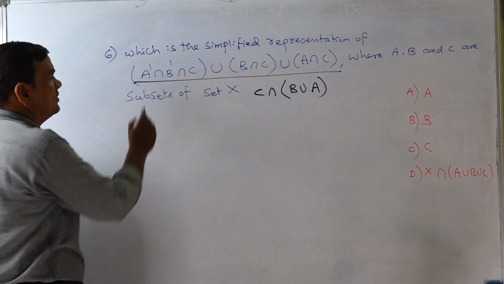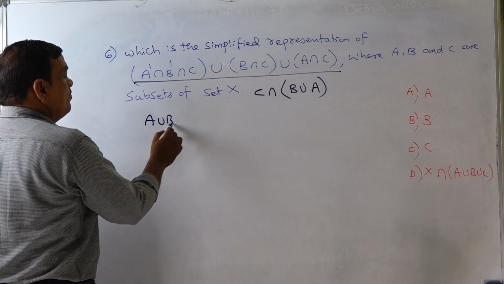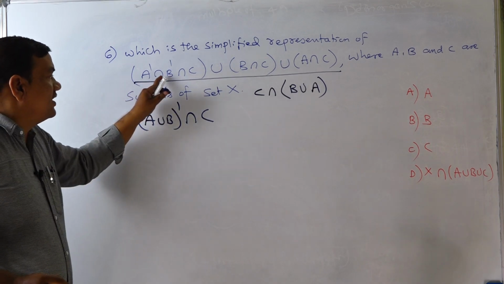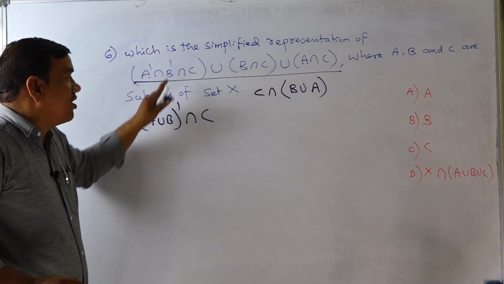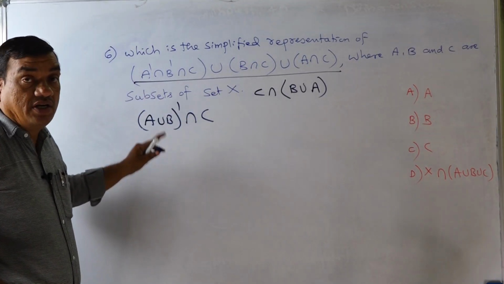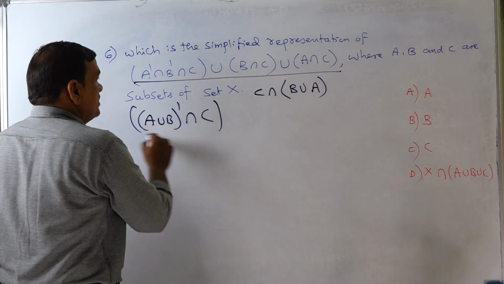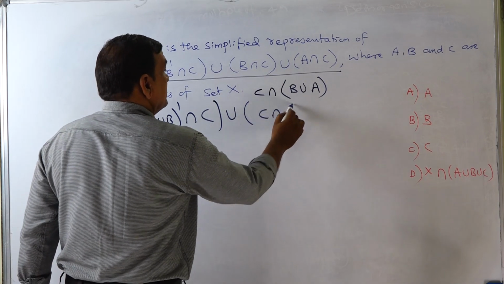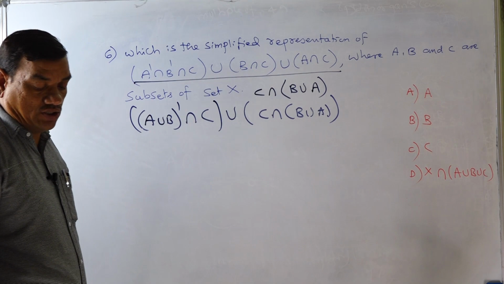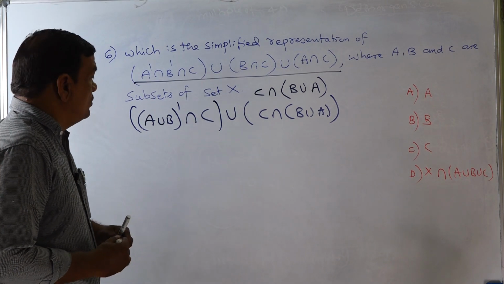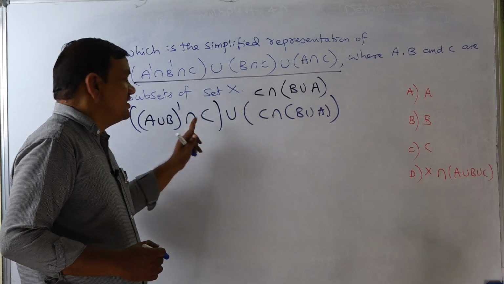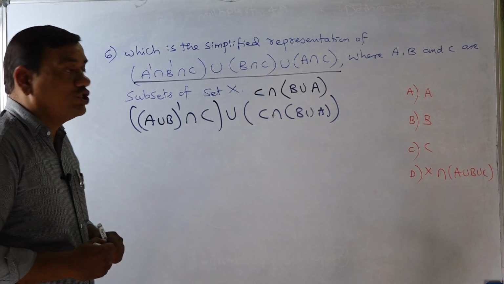Here you observe, A union B whole complement intersection C. A complement intersection B complement is nothing but A union B whole complement, De Morgan's law. And this is union C intersection B union A. Okay now? Right. Again, if you observe here, C intersection, again you can apply the distributive property.